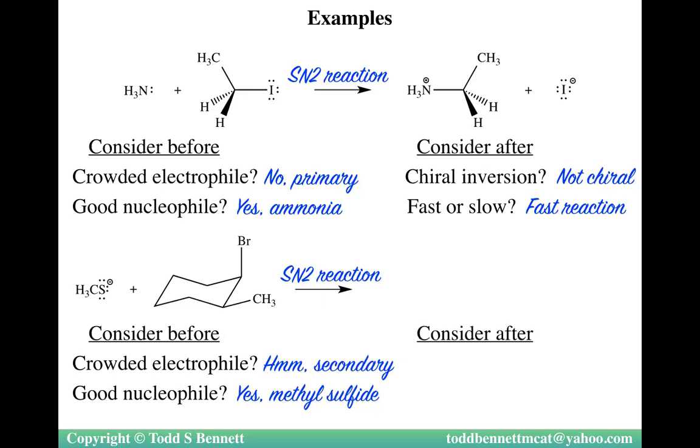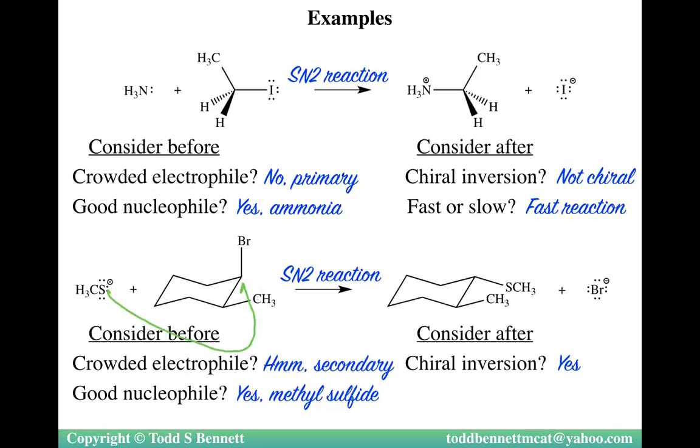Inversion of chiral center? Absolutely, because this is chiral. You have a bromine, you have an H, you have a side of the chain without a methyl and a side of the chain with methyl. So 1, 2, 3, H over here is 4. So you're starting at R, you will finish at S. So it has to come in from that side, which means whereas the bromine was up to begin with, SCH3 is now down.